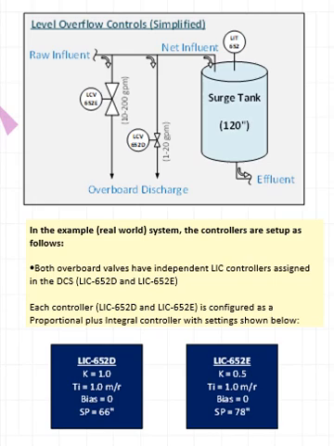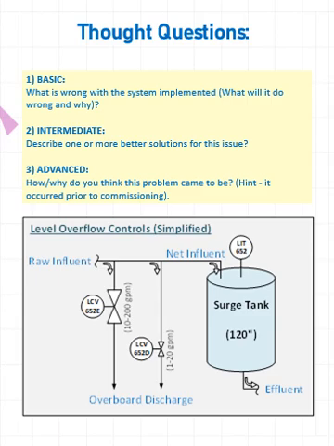It also helps in analyzing the question I'm going to ask if you know some of the insight. Both of these loops individually are tuned fairly aggressively for what they're intended to do. So here's the questions. The first question: what's wrong with the system that's implemented, what will it actually do wrong, and why will it do that?